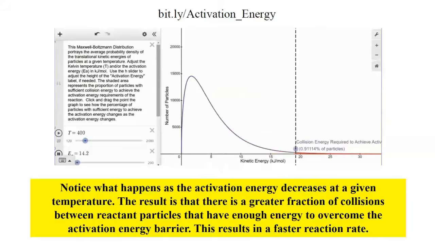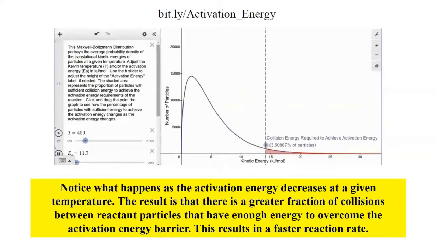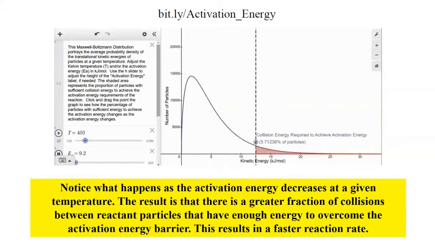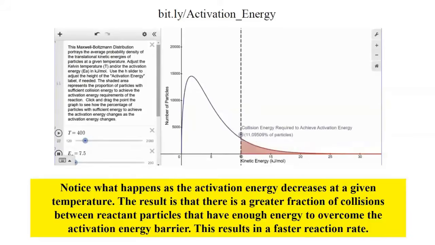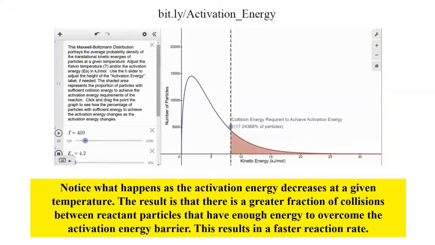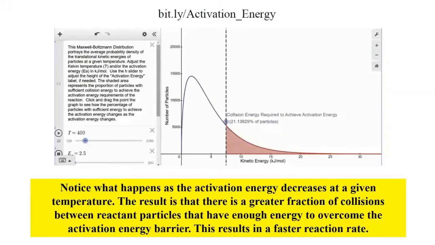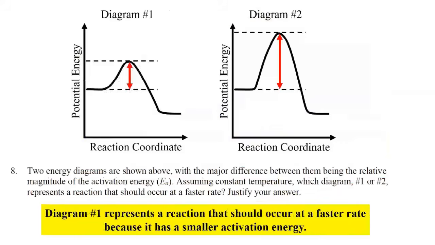So we're not changing the temperature, we're simply lowering the activation energy barrier, providing the particles with a greater likelihood that their collisions will be successful and lead to products. All right, so again, to remind you, the answer for question 8 is that the diagram on the left, diagram 1, would represent a reaction that should occur at a faster rate because it has a smaller magnitude for its activation energy.